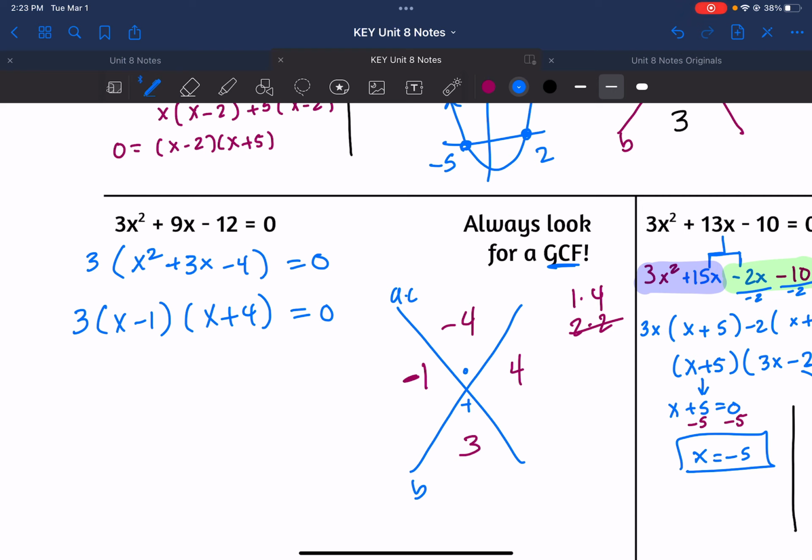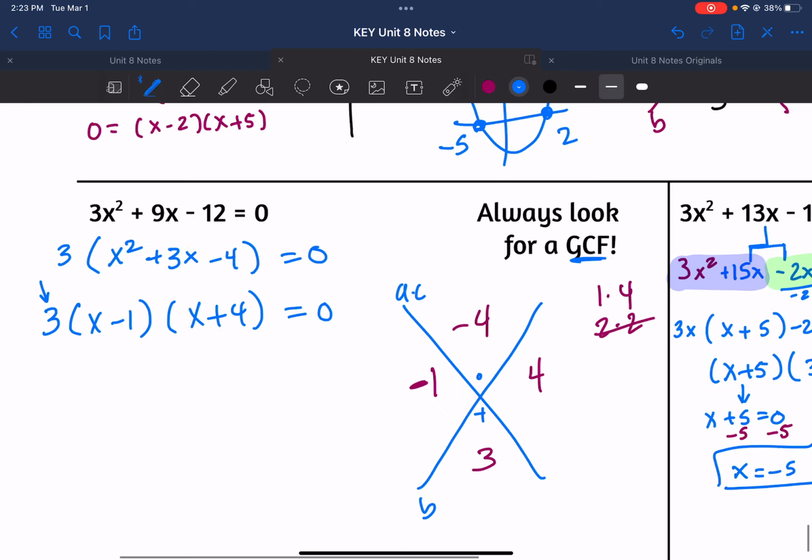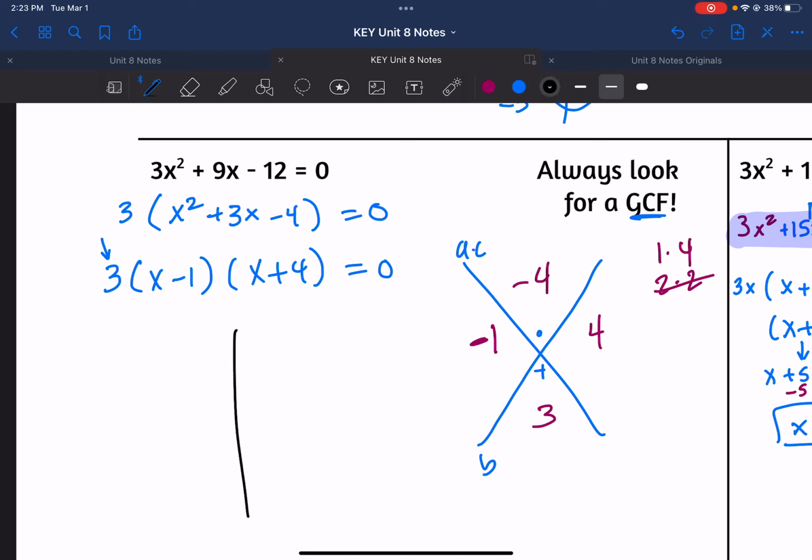Now, in order for us to find our factors, I would say just dismiss this 3, because we only care about what's inside of the parentheses. So what I need you guys to do is only set what's inside of the parentheses equal to 0. Set this equal to 0 and set this equal to 0. Let's separate them. So now we have x minus 1 equal to 0, and we also have x plus 4 equal to 0.